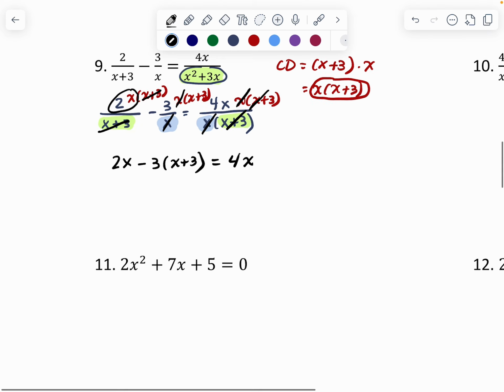All right, now it's just to solve. So I have 2x, distribute the negative 3. Watch that negative. You got to distribute that with it, right?